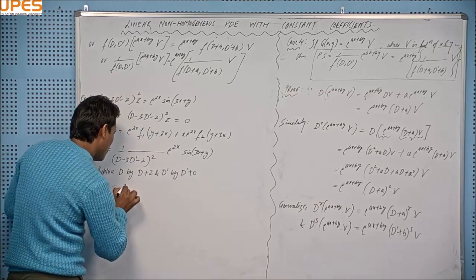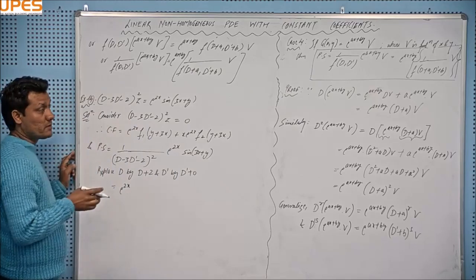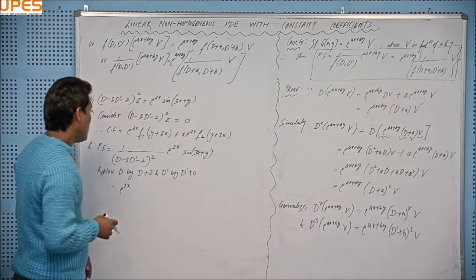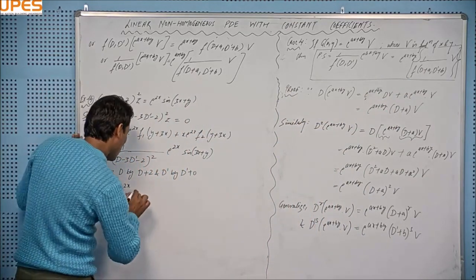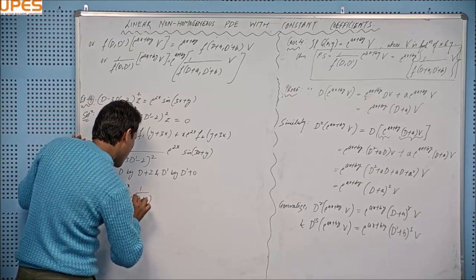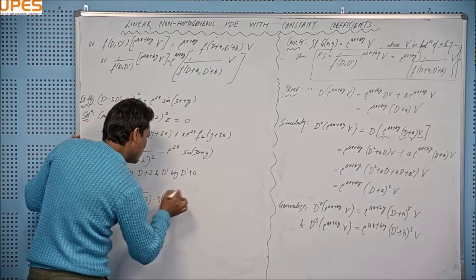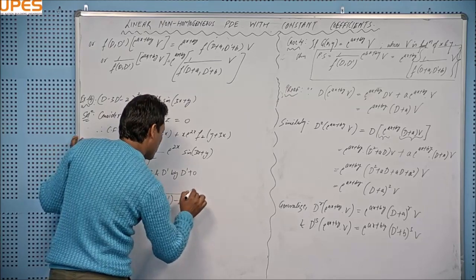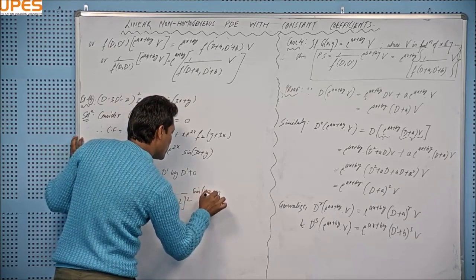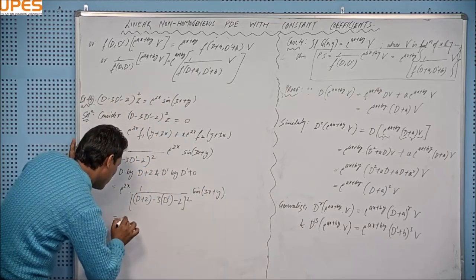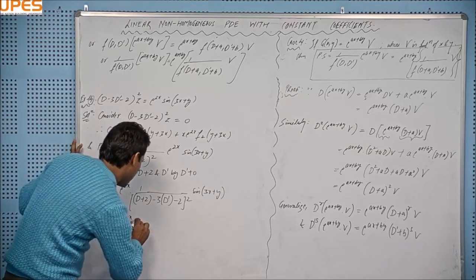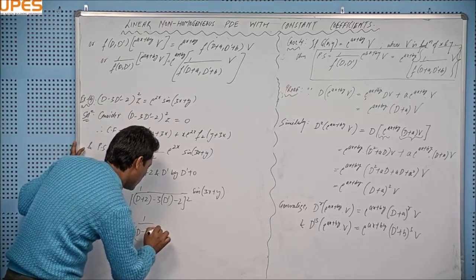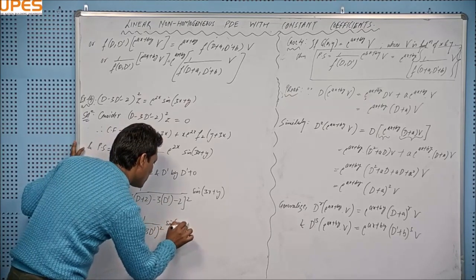So I will get e to the power 2x. Immediately this exponential function goes out of the calculation, remember that, because it appears here before the operator. That will give me 1 over (D + 2 - 3D' + 0 - 2) whole square, sin(3x + y). Then it will be e to the power 2x, and it becomes 1 over (D - 3D') whole square, because 2 and 2 cancel out, sin(3x + y).